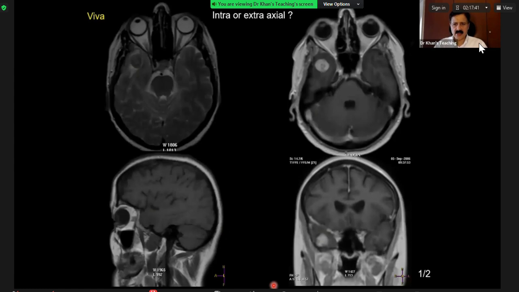And the take-home point is that you might like to see all planes in difficult cases, before you make up your mind. But sometimes you can make up your mind just on the first sequence.